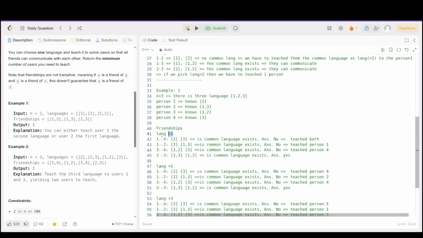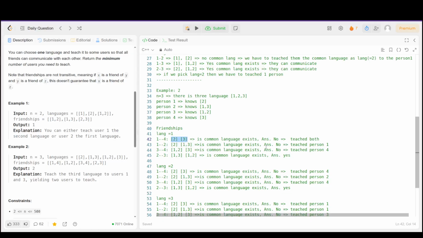Let's pick language 1 to teach them. Okay, so 1 and 4 are friends with each other. 1 knows language 2 and 4 knows language 3. So there is no common language. If we pick language 1, then we have to teach both of them, so that it becomes the common language. Similarly for the second friendship, that is 1 and 2, 1 knows language 2 and 2 knows 1 and 3. There is also no common language.